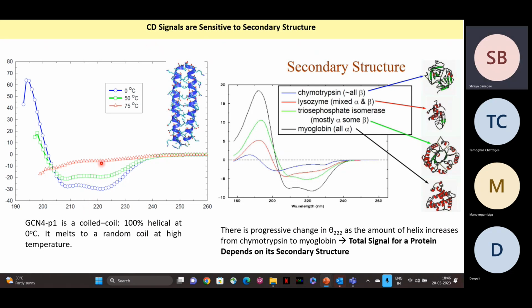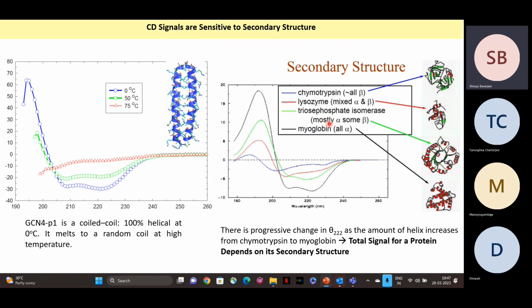Now, as the temperature is increased, the helix will start unfolding and eventually it will become a random coil. As you can see, as you go from 0 to 50 and 75°C, the intensity of the peaks is slowly becoming zero. Eventually at 75°C, the protein completely becomes a random coil, and so it exhibits the spectra of the random coil.